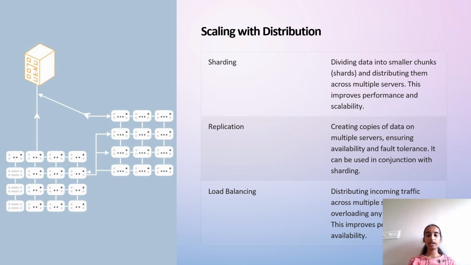Then comes the replication, creating copies of data on multiple servers, ensuring availability and fault tolerance. It can be used in conjunction with sharding. Then comes the load balancing, distributing incoming traffic across multiple servers to prevent overloading any single server. This improves performance and availability.